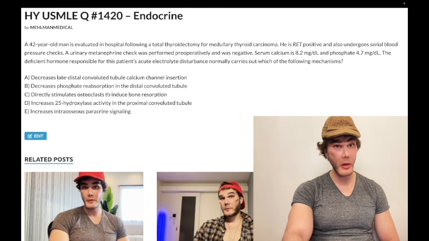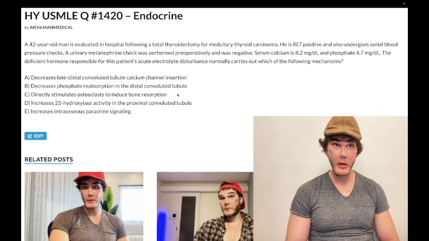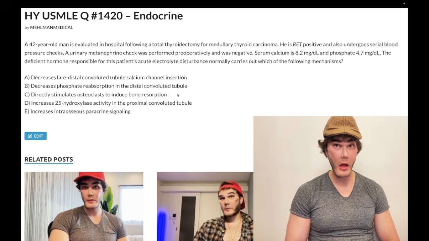Choice C, directly stimulates osteoclast and induces bone resorption, is wrong. So the whole elaborate mechanism of how PTH works: it binds to its receptor on osteoblasts, not clasts. And although osteoblasts build bones, so it seems paradoxical, when PTH binds, the osteoblast is going to express RANK-L, which binds to the RANK receptor on the osteoclast, and in turn, the osteoclasts induce bone resorption, so it's an indirect mechanism.